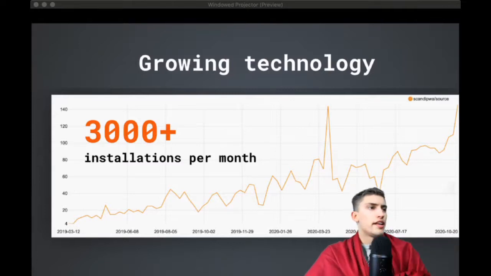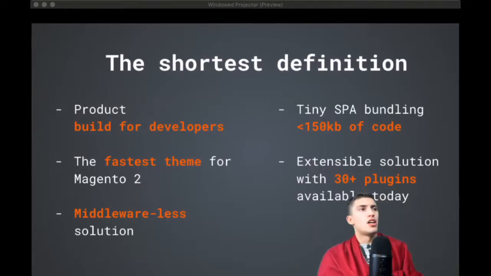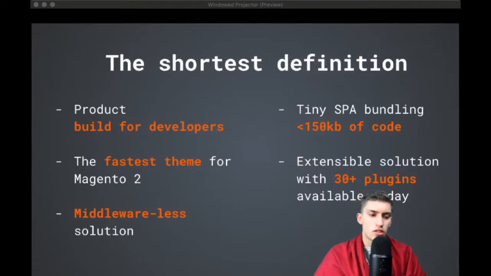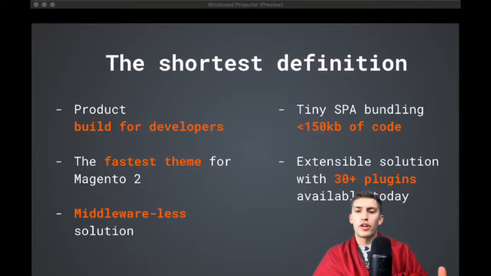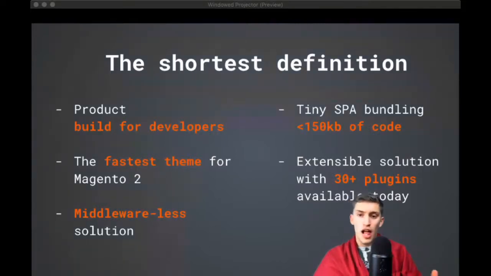But let's get a little bit deeper into understanding ScandiPWA. Let's define it in the best possible way. So the short definition consists of 5 very important points. First, it's the fastest theme for Magento 2. So we are a theme in Magento which installs as a Magento theme, and we are built for developers. We really took our time to make sure your experience will be the best. We follow the practices from Magento to make your migration from Magento 2 to our front end easier.